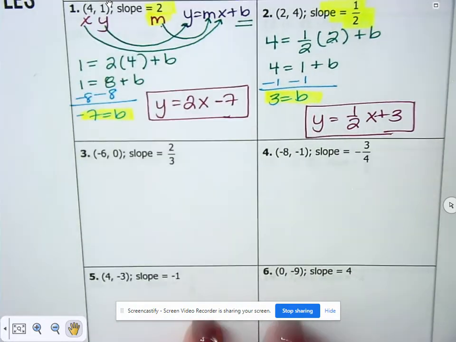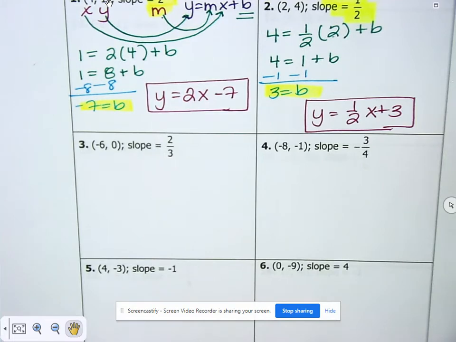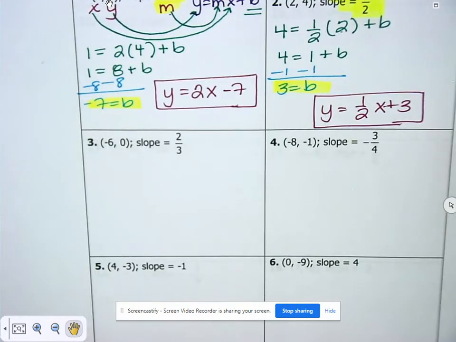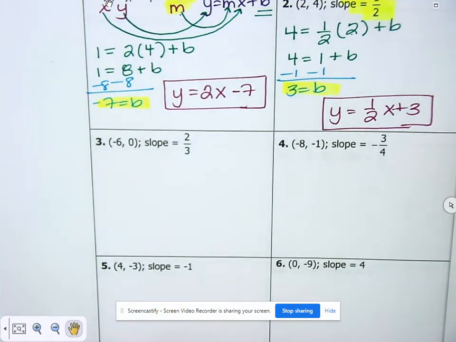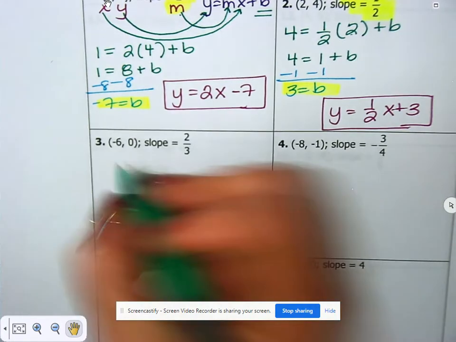Y'all, those of you that were in class today, you really honestly seem to grasp this pretty well. So that should be comforting to you. Most of you have already done your homework, so you're ahead of the game.